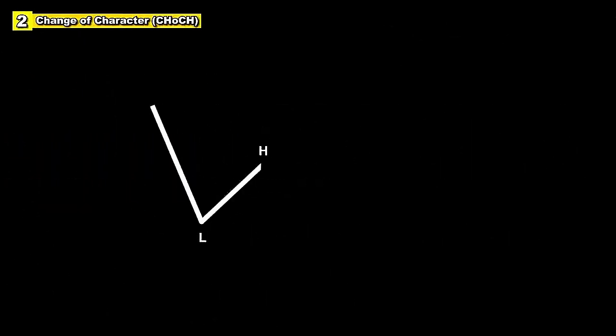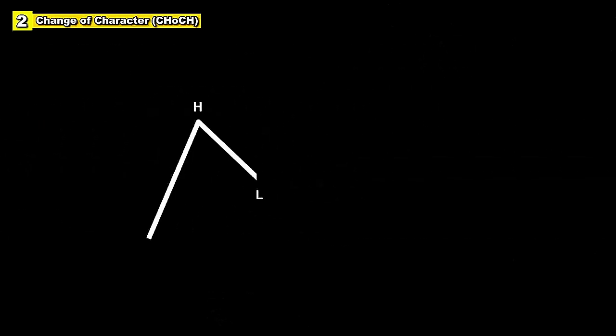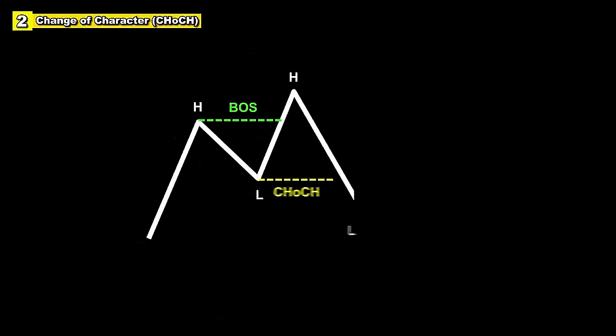Now we examine change of character, or CHOCH patterns. A bullish change of character develops when price initially breaks a recent swing low, generating a bearish BOS, then immediately breaks a swing high that preceded that BOS. This creates a regular change of character and may signal a potential upward reversal. Conversely, a bearish change of character emerges when price first breaks a recent swing high, creating a bullish BOS, then quickly breaks the swing low that led to that BOS.